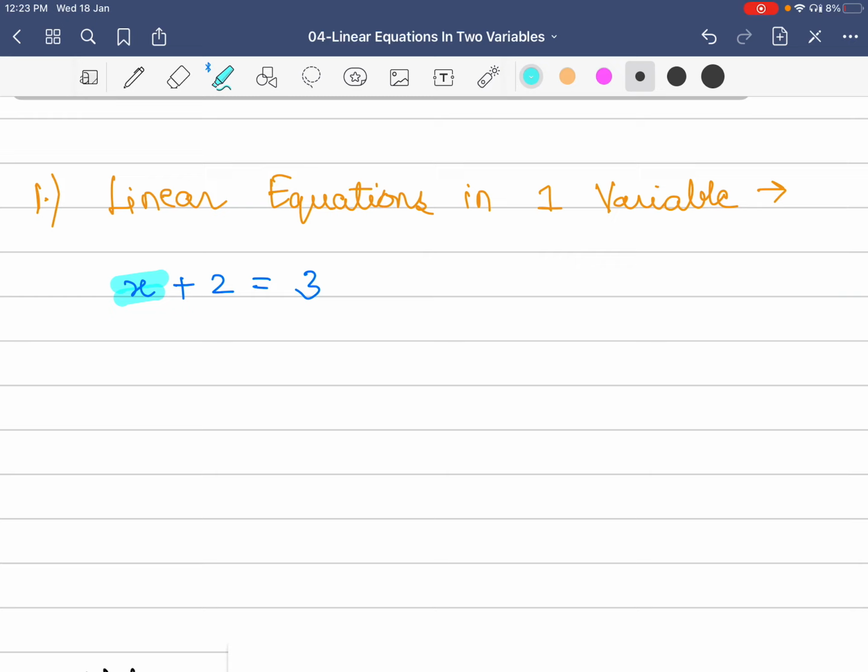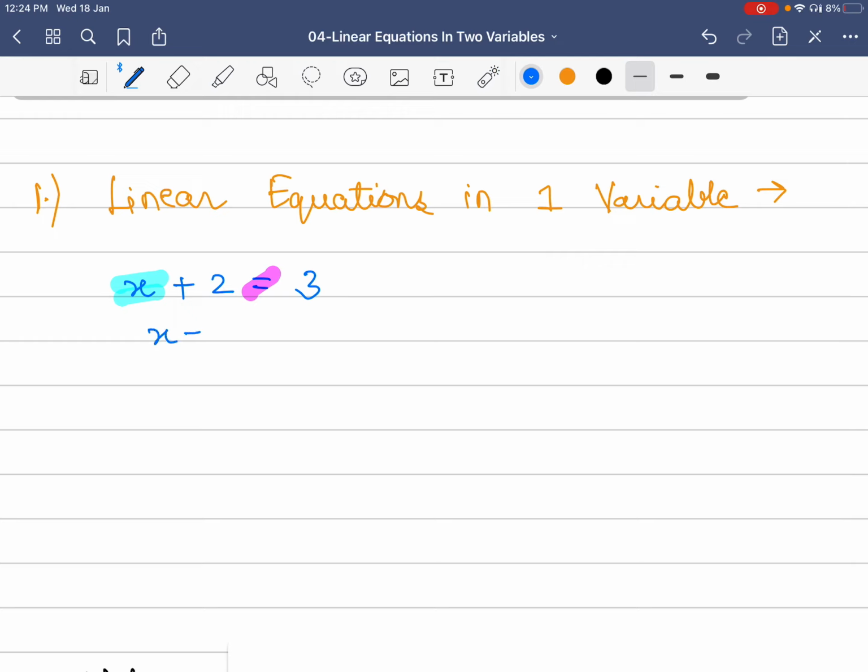Is this an equation? Is this mathematical expression an equation? Yes. Why? Because it has this equal to sign. Equal to sign means equation. The word equation is correlated with the equal to sign. So, we are convinced that this is a linear equation in one variable. Now, let's try to solve it.